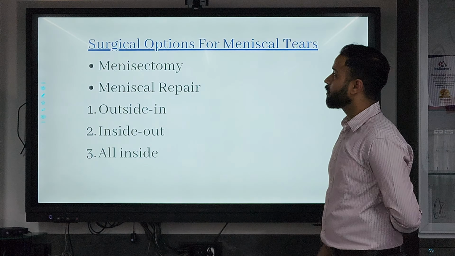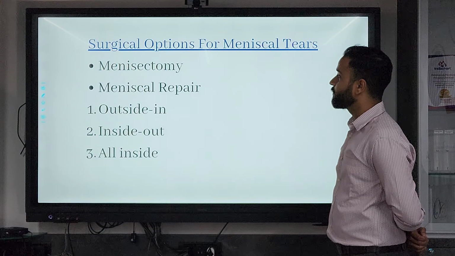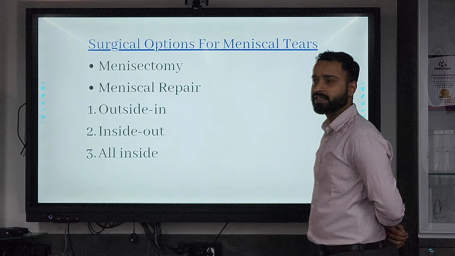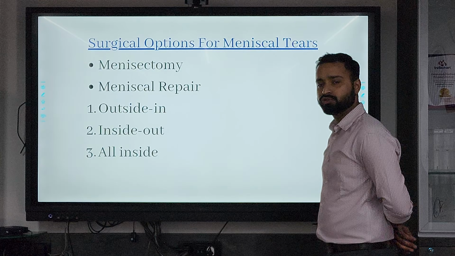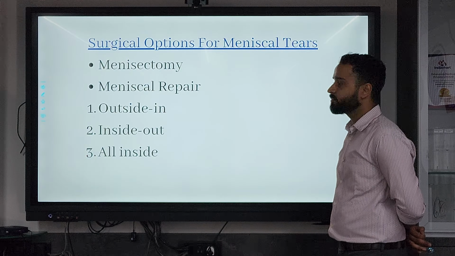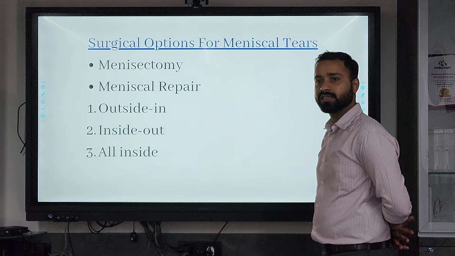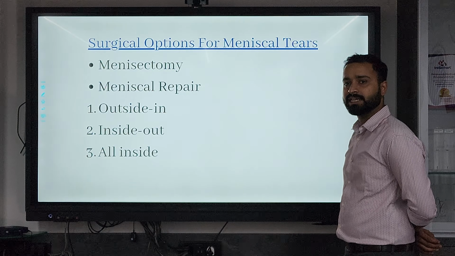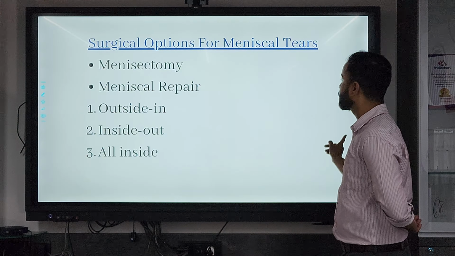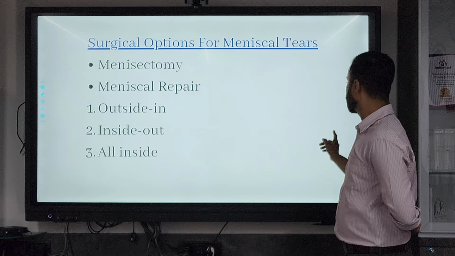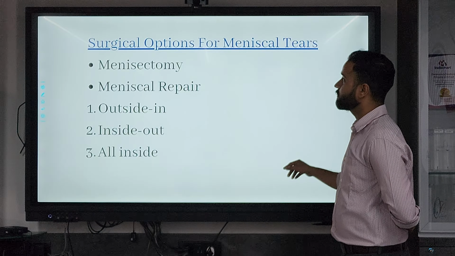Traditionally, if we talk about management of meniscal tears, there have been two options. One is meniscectomy, which is usually a partial meniscectomy of all the free fragments, and the other is a meniscal repair, which is traditionally described in 3 ways: outside in, inside out, and all inside. So we'll discuss these 4 methods just in brief.